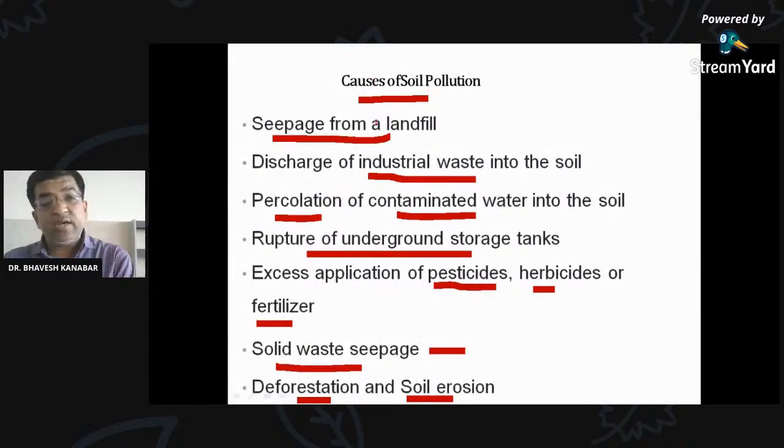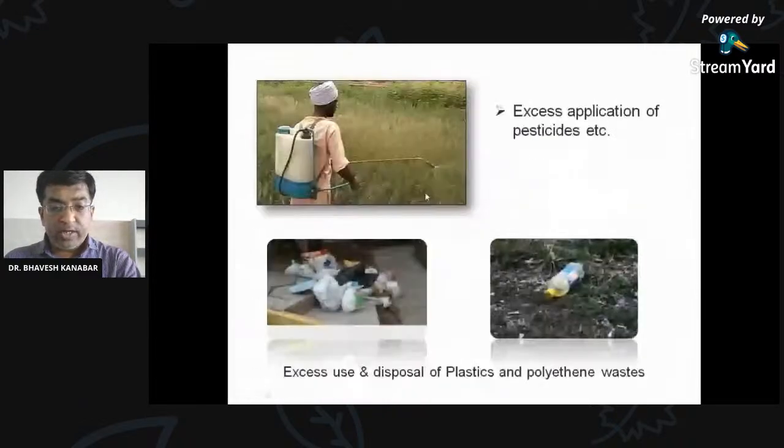They are very easy. Again, I repeat: seepage from the landfill, industrial waste, contaminated water, leakage or rupture of the underground storage tank, excess application of the pesticide, herbicide, fertilizer, then solid waste seepage. All this can lead to soil pollution. You can see in the photograph also excess application of the pesticide.